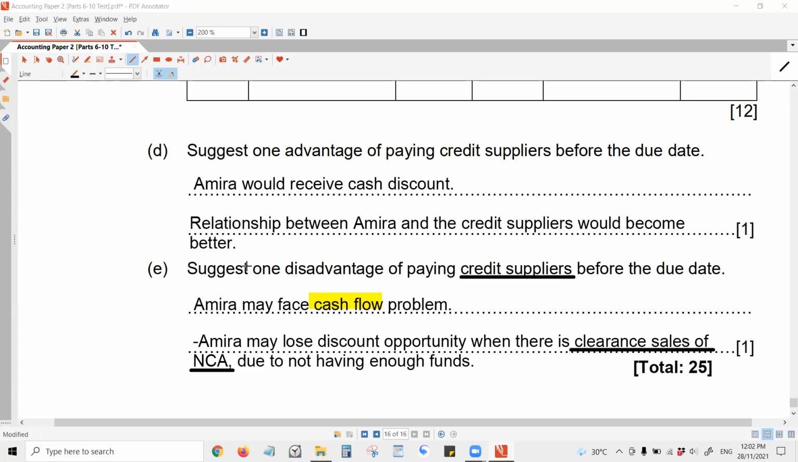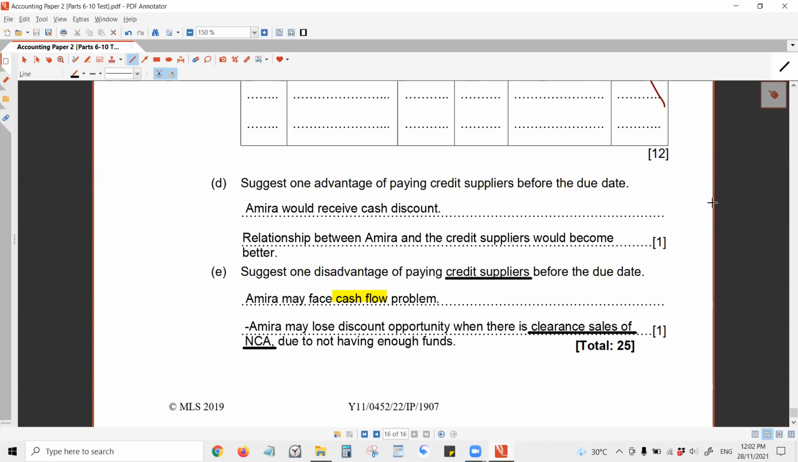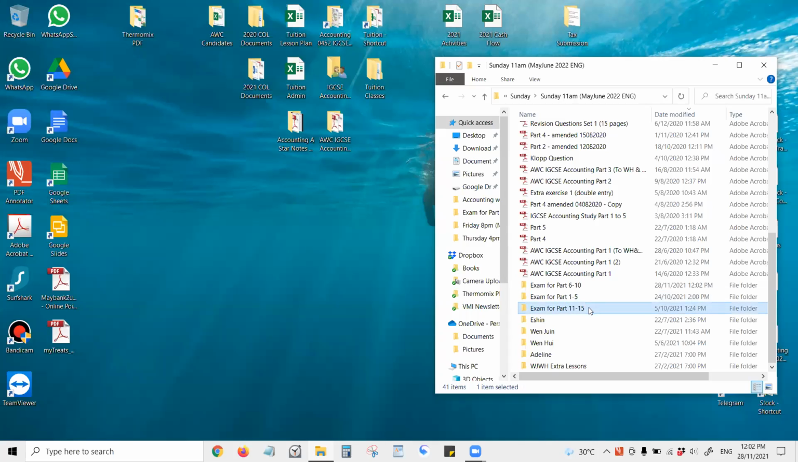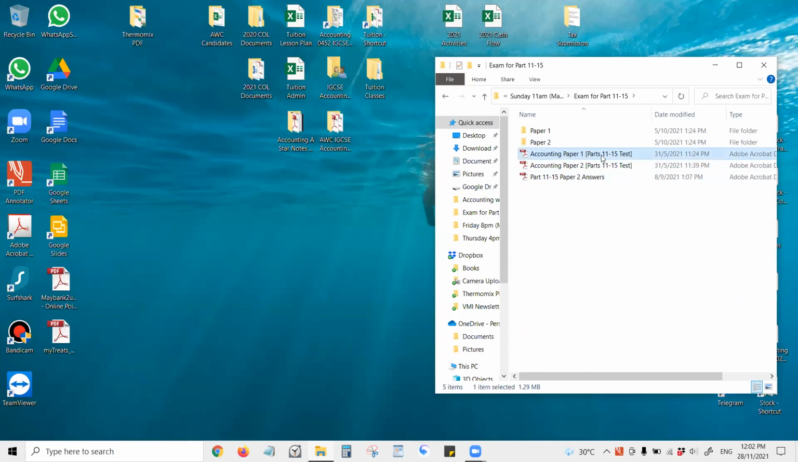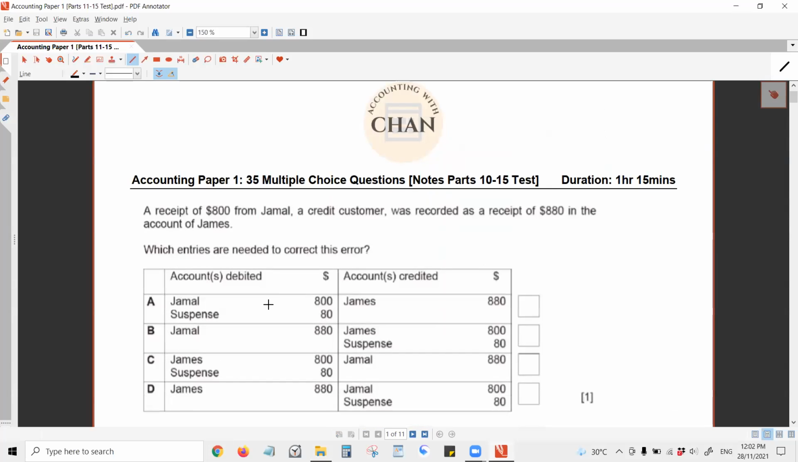Now we get to paper 1 for chapters 11 to 15. Okay, so it took us some time for paper 2, but I think it's worth it because I need to make sure that you can do all the questions. So you know which is the next paper, right? The paper 1. This one. Okay, when you have the paper with you, you let me know.